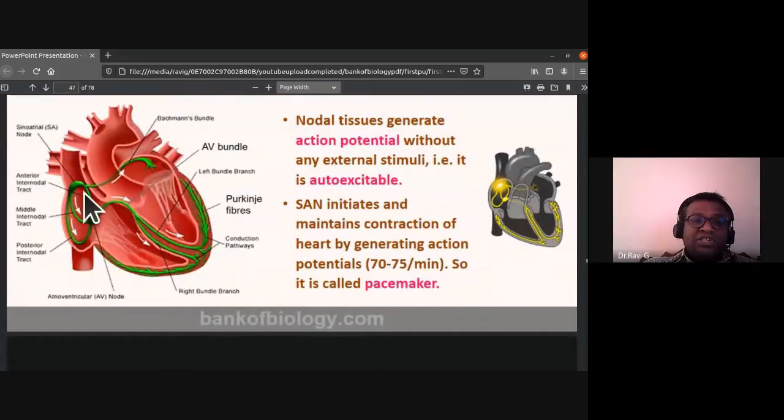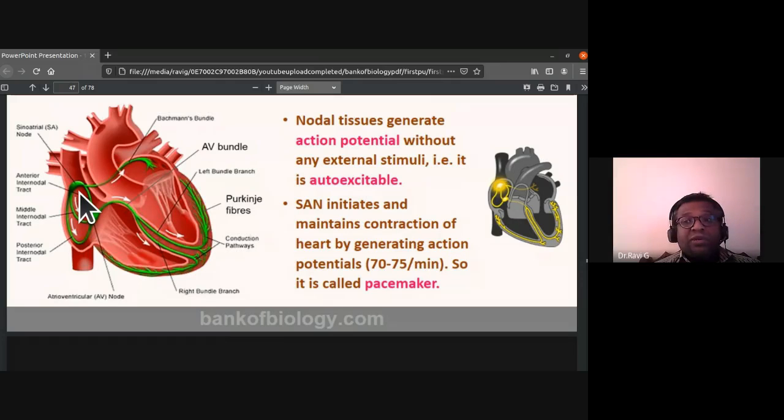The nodal tissues, that is the sinoatrial node, generate action potential without any external stimuli. That is, they are auto-excitable. See, such wonderful things are happening within our heart. The nodal tissue produces the action potential without any external stimuli. They don't wait for any external stimuli.